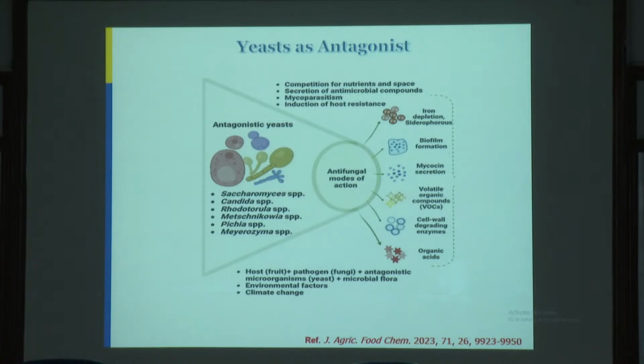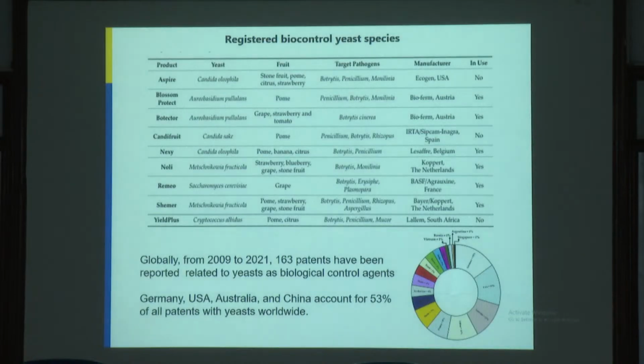the action they employ is the production of secondary metabolites. That is the volatile metabolites, that may be the killer toxin, that may be the secreted enzymes. So these are the major action mechanisms that make them act as antagonists. There are several registered biocontrol yeast products. So you can have a look.